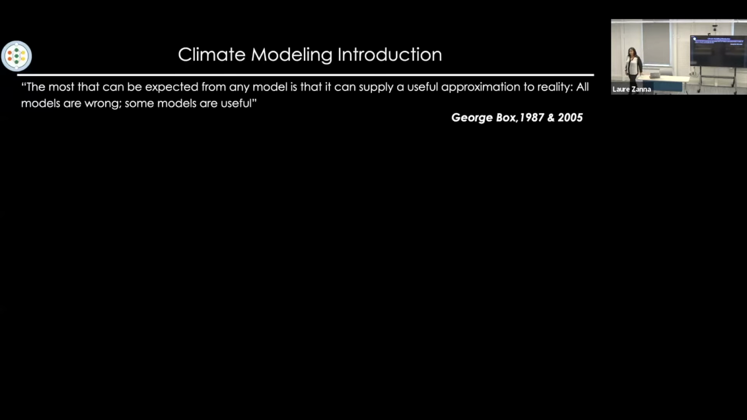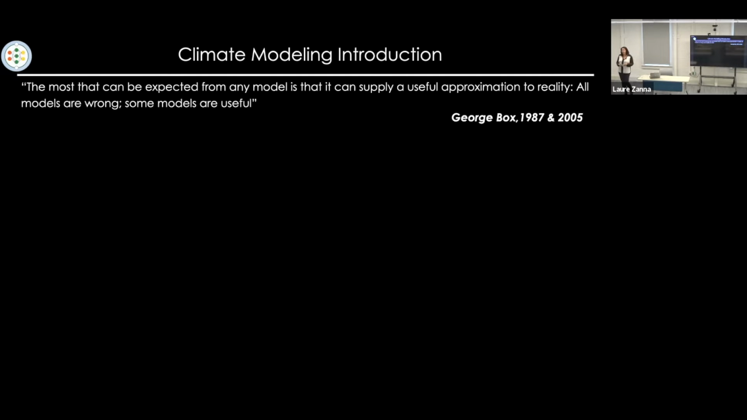So the first one is a quote from George Box, which many people see the second part of that quote: all models are wrong, some models are useful. Kind of like the first part of the quote: the most that can be expected from any model is that it can supply a useful approximation to reality. So it's only an approximation.